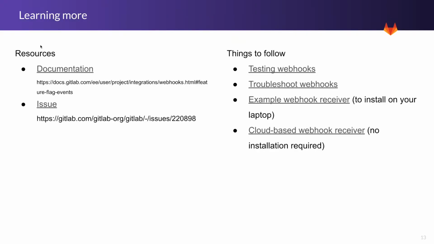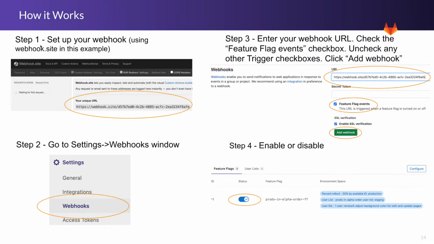Here are some resources to learn more about this feature. There's a link to the documentation and the issue. Some things to follow, a couple of links there about testing webhooks and troubleshooting webhooks from the GitLab platform. There's also a sample webhook receiver that you can install on your laptop, and a link to a cloud-based webhook receiver that requires no installation, which is what I used for this example to show you how it works.